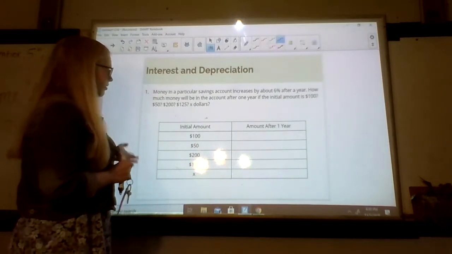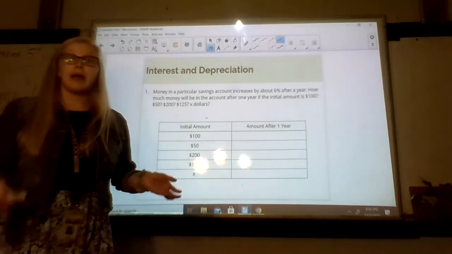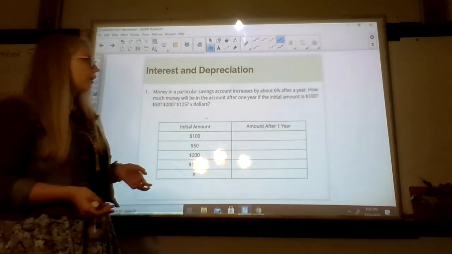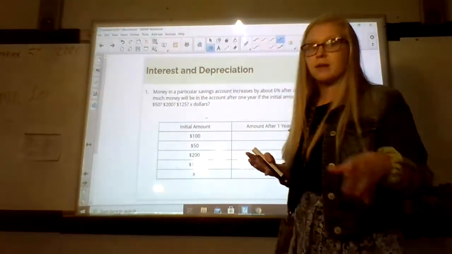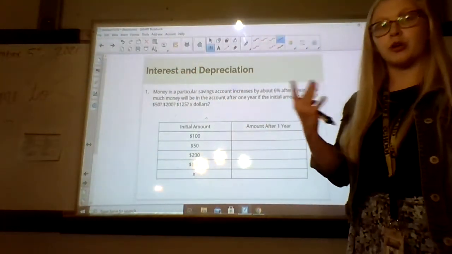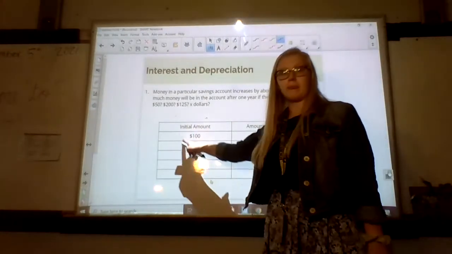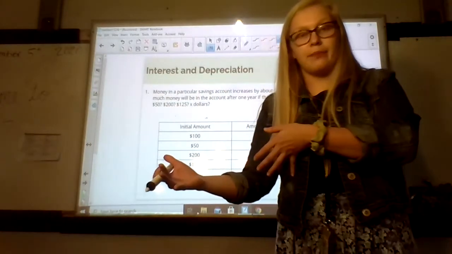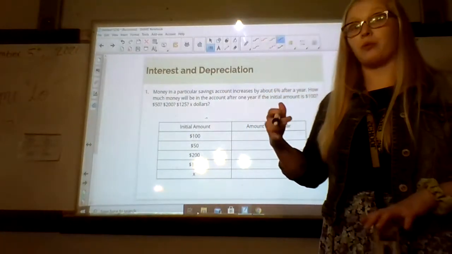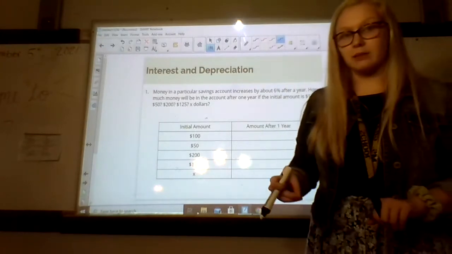$50, $200, $125, X amount of dollars. Well, when we know that it increases by 6%, if you're increasing by 6%, that means we're taking our whole amount and then adding 6% of that. To find 6%, I would multiply my initial amount by 6%.